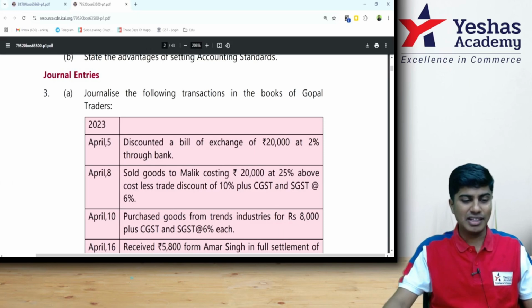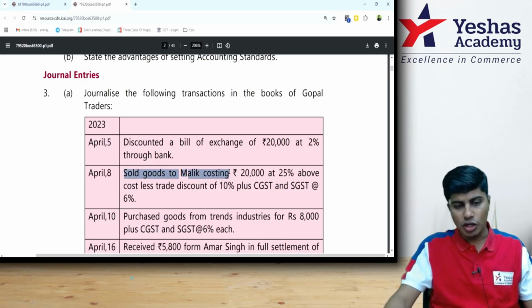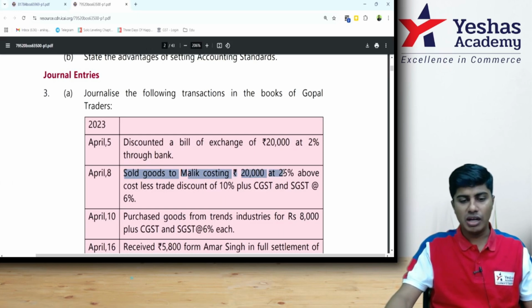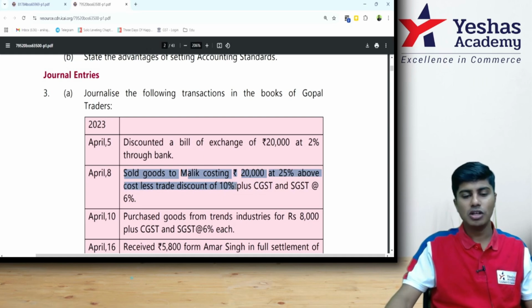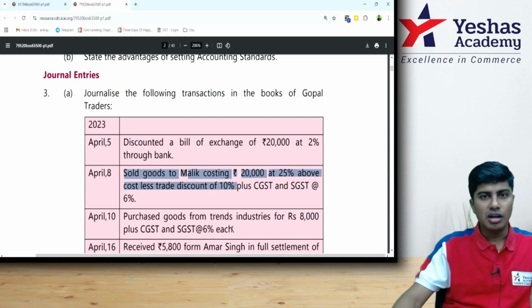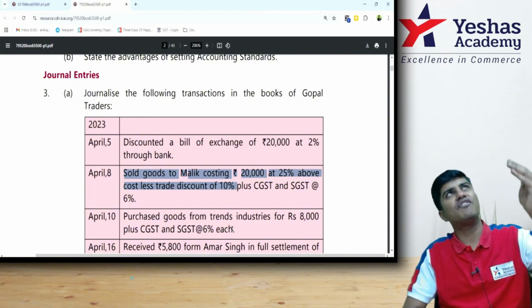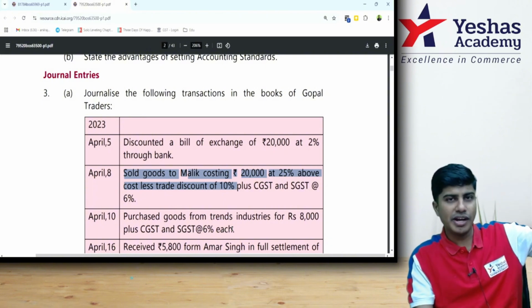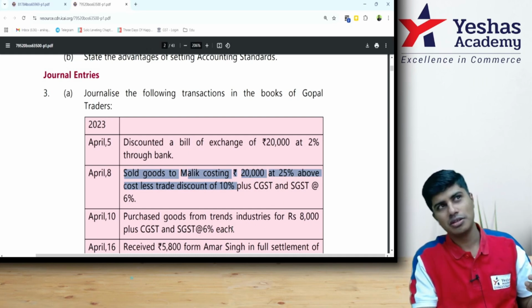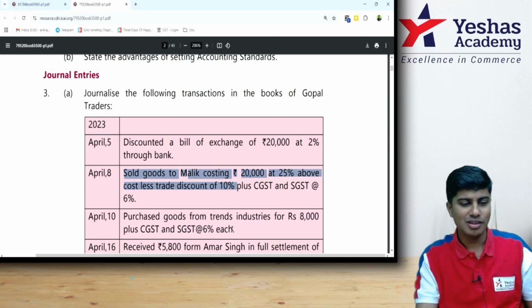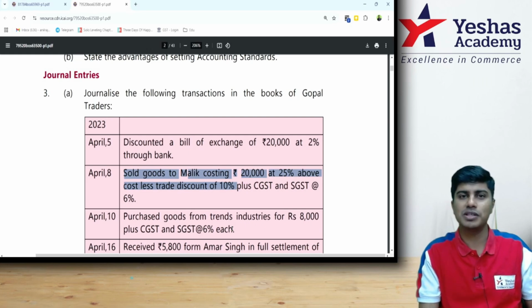Then I have another transaction on 8th of April, which is sold goods to Malik costing rupees 20,000 at 25% above cost, less trade discount of 10%. So cost is 20,000, add profit margin of 25%. Then you make it 25,000. From there you deduct 10% trade discount, make it 22,500. On that we'll charge GST of 6%.